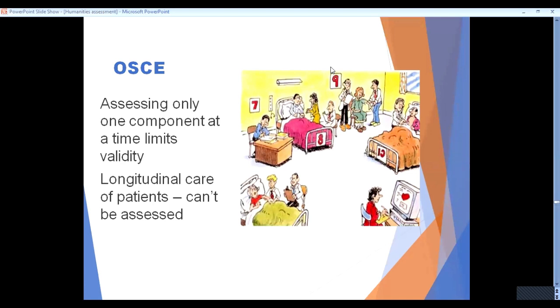So this is a typical OSCE. Here you are assessing only one component at one point. And the only thing is, longitudinally, you cannot assess the patient because each component is a snapshot. But still, if you can make it like a movie, then maybe you may be able to assess all the attributes of humanity. But here, OSCE is totally controlled. You cannot leave the student alone with the patient to interact. There should be an observer because the student has not reached that level of competency. So that is OSCE.